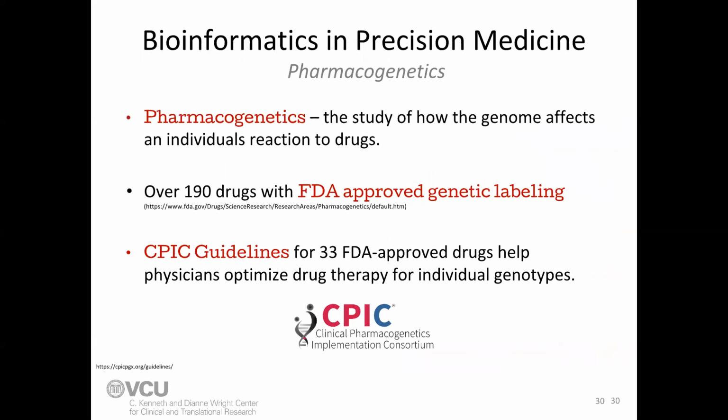Another example is in the field of pharmacogenetics, which is the study of how the genome affects an individual's reaction to drugs. So there are actually over 190 drugs that are FDA approved with genetic labeling, saying that if a person has this variant in this gene, then they may react poorly or they may overreact to a given drug. And so CPIC, which is the Clinical Pharmacogenetics Implementation Consortium, has written down easily readable guidelines for 33 out of these 190 drugs. And they've written it in a way that helps physicians interpret the information to optimize giving the drugs to patients and figuring out if a patient should take a drug or not.